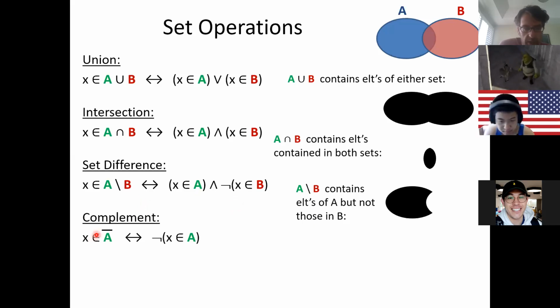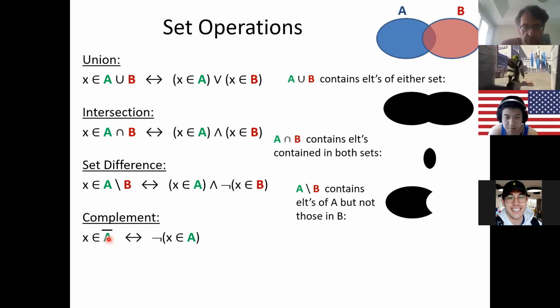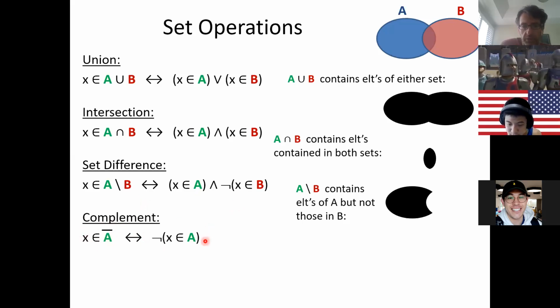All right. Complement. This is an operation denoted with a bar over a set. And when I write A barred, that defines a set of X's such that this formula is true. So therefore, these are all X's which fail to be in A.